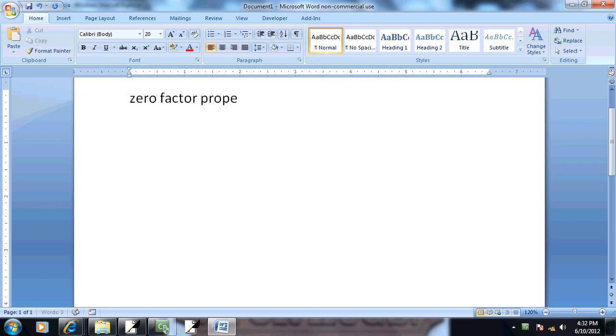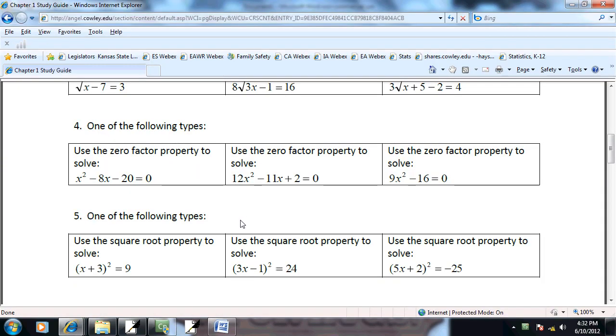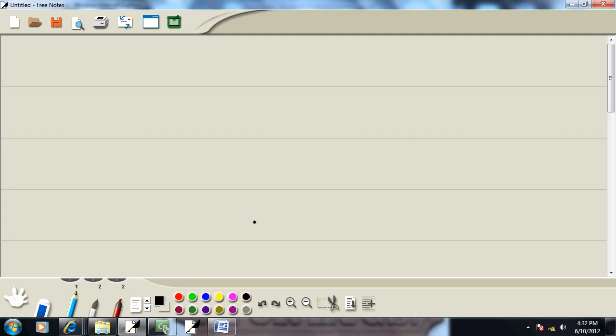Zero factor property. It says if P times Q is equal to 0, and P and Q can be anything, then you set P equal to 0, and you also set Q equal to 0. So let's look at some examples.